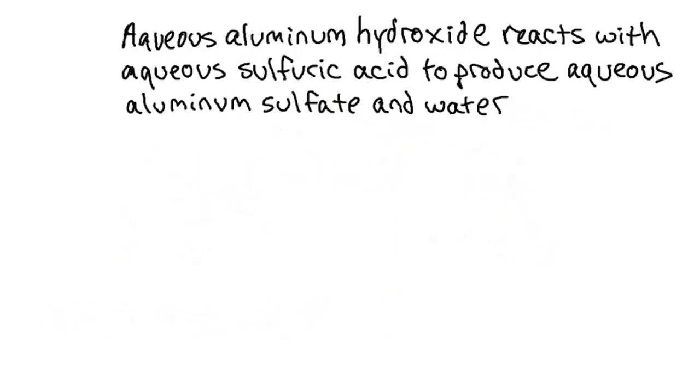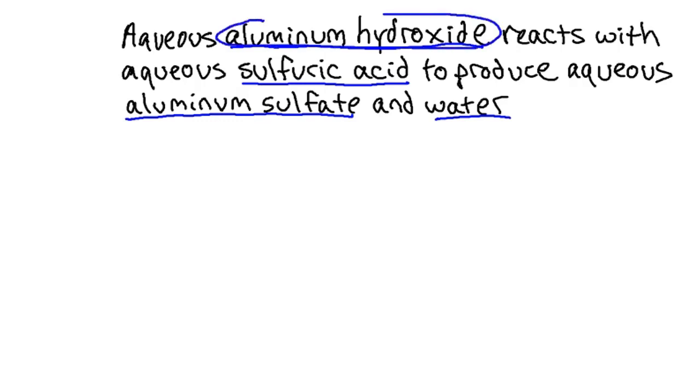Okay, so now here's a trickier one. Aqueous aluminum hydroxide reacts with aqueous sulfuric acid to produce aqueous aluminum sulfate and water. So let's start with the aluminum hydroxide first. Now, if you remember anything about memorizing your polyatomic ions, you'll know that hydroxide is always OH and 1 negative.